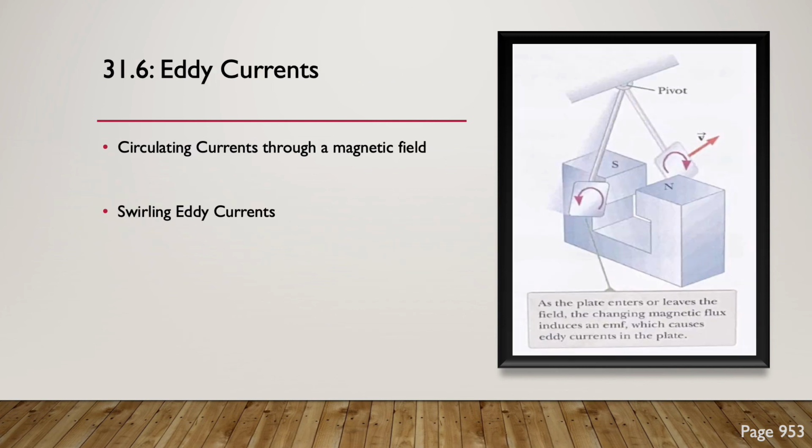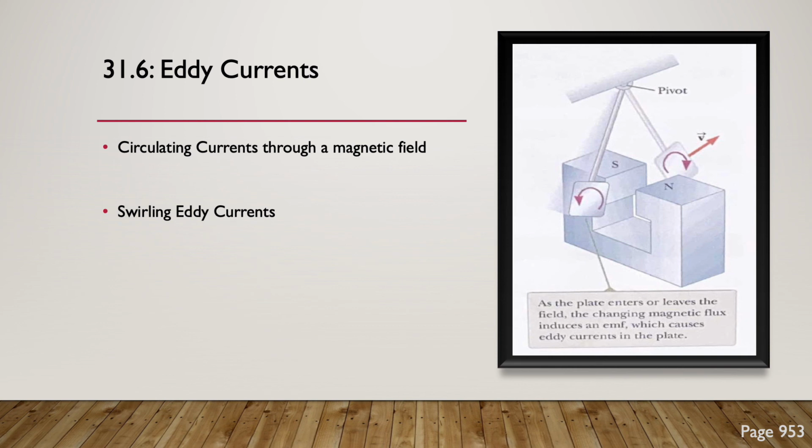So for the last section, we will discuss eddy currents. As we've seen, an EMF and a current are induced in a circuit by a changing magnetic flux. In the same manner, circulating currents, called eddy currents, are induced in bulk pieces of metal moving through a magnetic field. This phenomenon can be demonstrated through the graphic here on the screen. In the graphic, we have a flat copper or aluminum plate attached to the end of a rigid bar that swings back and forth through a magnetic field.